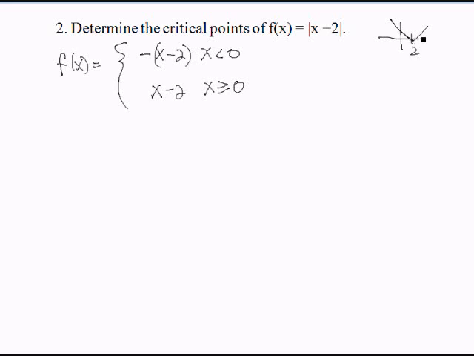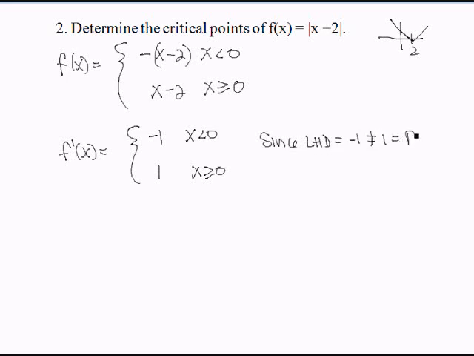Clearly there's a point where it's not differentiable because the left-hand derivative is negative 1 and the right-hand derivative is positive 1. So let's just take the derivative of our piecewise function. So f prime of x is equal to negative 1 and positive 1 for x is less than 0 and x is greater than or equal to 0. So since the left-hand derivative is negative 1, which is not equal to 1, which equals the right-hand derivative, x equals 0 is a critical point of f of x, and the only one.